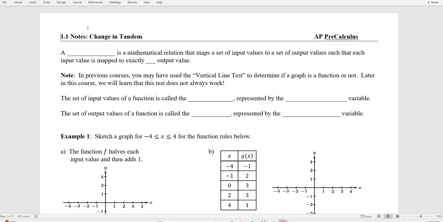So what this section is going to be covering is the change in the X values and the change in the Y values, or to be more specific, independent and dependent variables, right? So we're talking about functions. Functions is something you start doing in like Math 1, long ago. A function is a mathematical relation that maps a set of input values to a set of output values, such that each input value is mapped to exactly one output value.